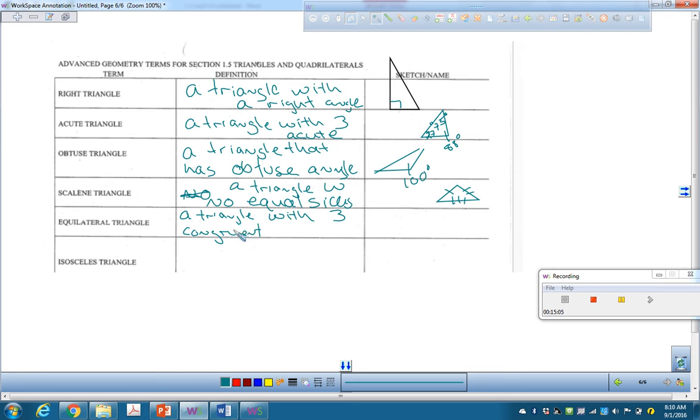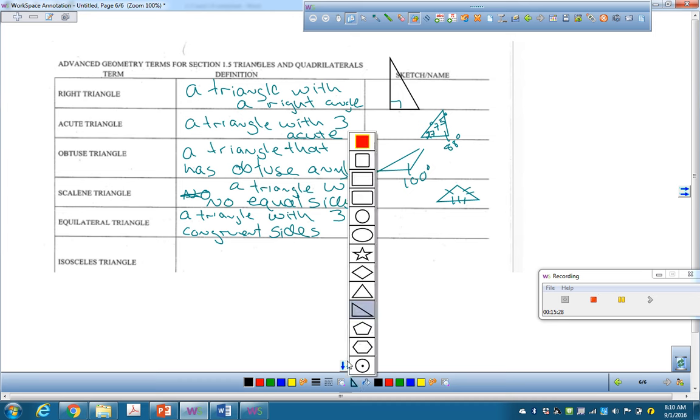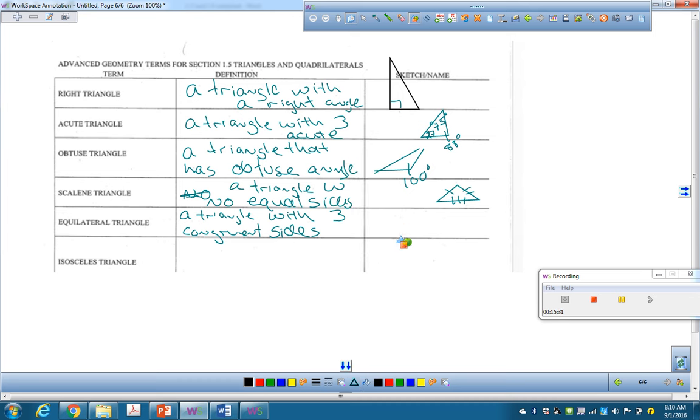Really all we know at this point is that it has, even though we know it's going to have 3 congruent angles as well, at this point we're just going to say 3 congruent sides. And I have an equilateral triangle tool, I think. Does that look like an equilateral triangle? Now it does. Okay? And you can do that and bring it over here. I'm going to mark it up.